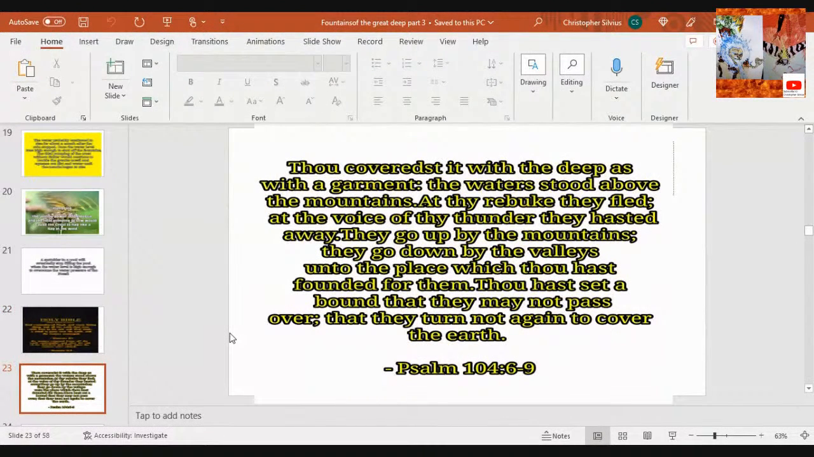Thou coverest it with the deep as with a garment, the waters stood above the mountains. At thy rebuke they fled. At the voice of thy thunder they hasted away. They go up by the mountains, they go down by the valleys, unto the place which thou hast founded for them. Thou hast set a bound, that they may not pass over, that they turn not again to cover the earth. Some say that this is like talking about creation.